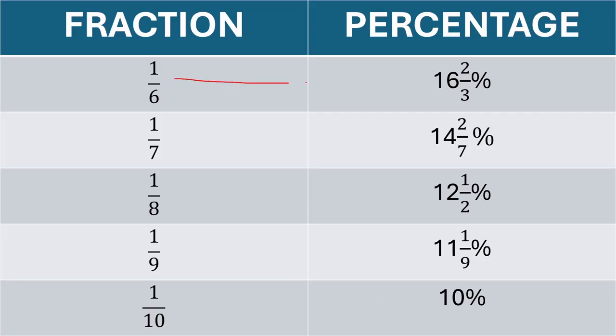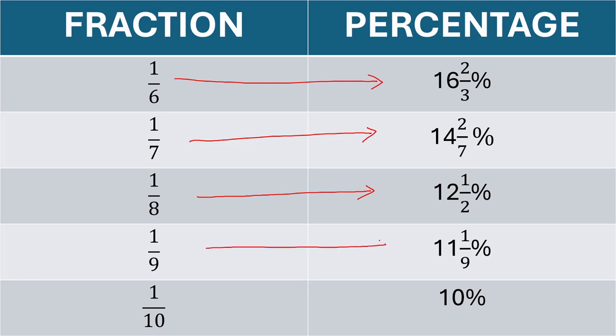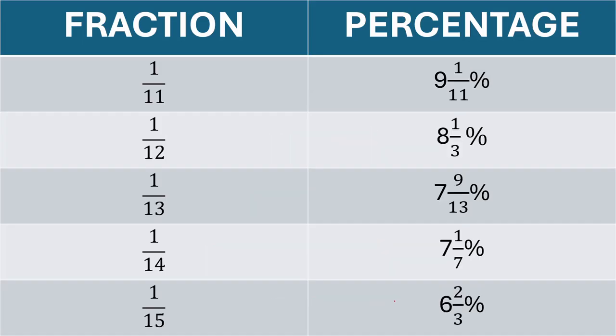The fraction value of 1 by 6 is 16 2 by 3%. The fraction value of 1 by 7 is 14 2 by 7%. The fraction value of 1 by 8 is 12 1 by 2%. The fraction value of 1 by 9 is 11 1 by 9%. And the fraction value of 1 by 10 is 10%. So in the same manner, I have provided you the fraction and percentage table up to 1 by 20. So please note it down, guys, and do remember all these values with their respective percentage values. As I said, they will be very much useful in the upcoming classes as well as in your examinations.